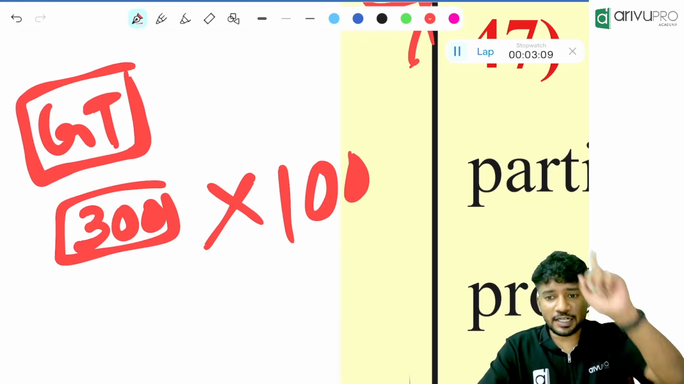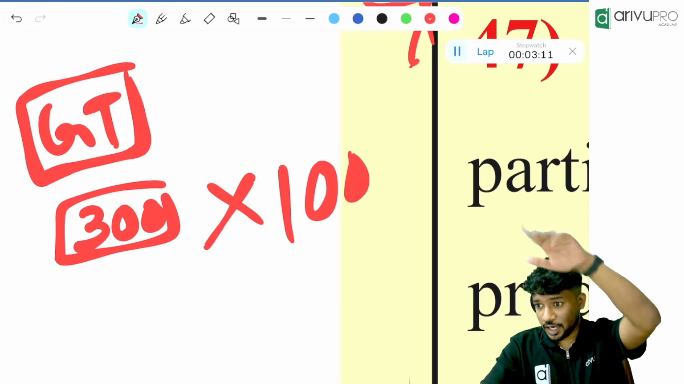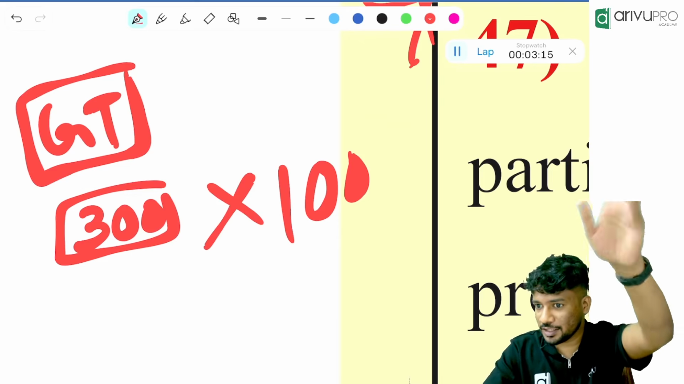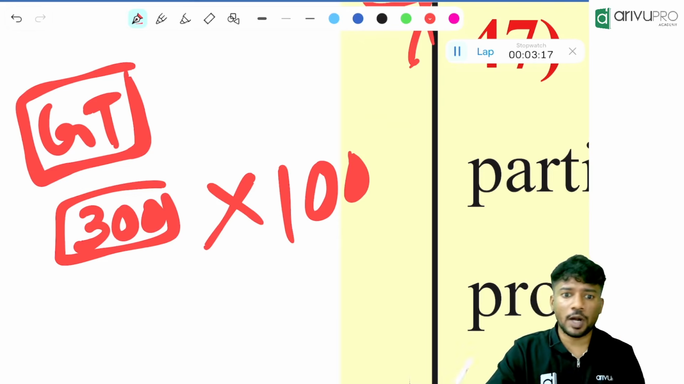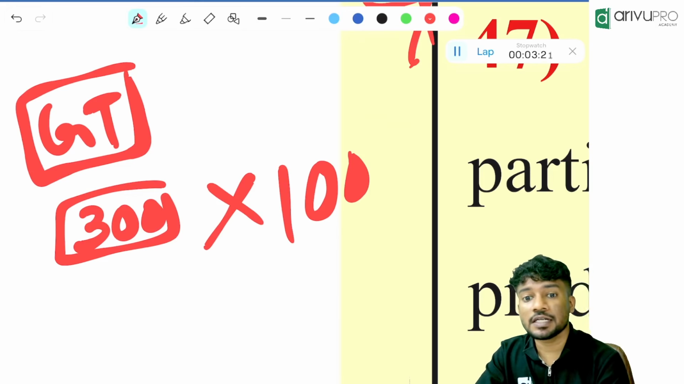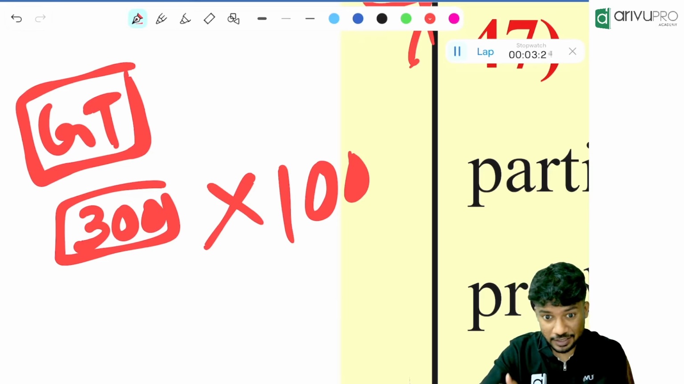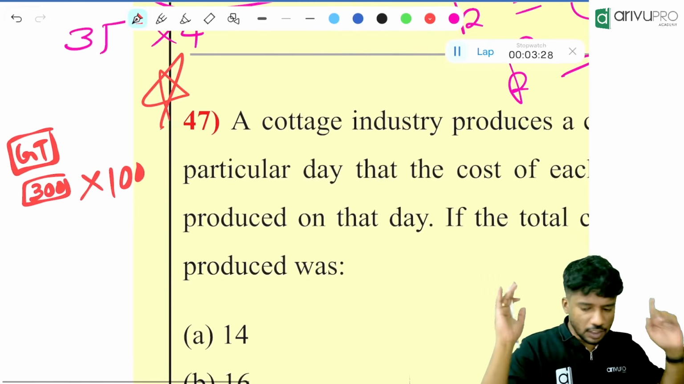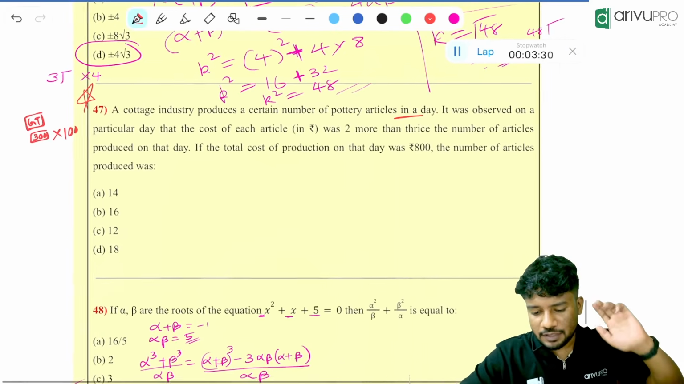Yes. If one Kit Kat costs 5 rupees, 100 Kit Kat costs 5 into 100, that is 500. Same logic. For example, one pencil costs 5 rupees, 100 pencils will cost 5 into 100, 500. So the cost of one article into the number of articles will give you the total cost. Keep that in your mind. Then we will read it.